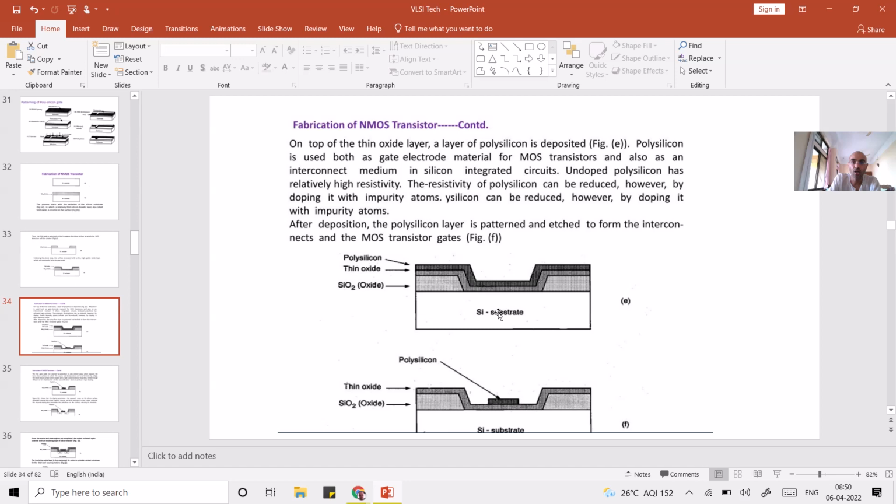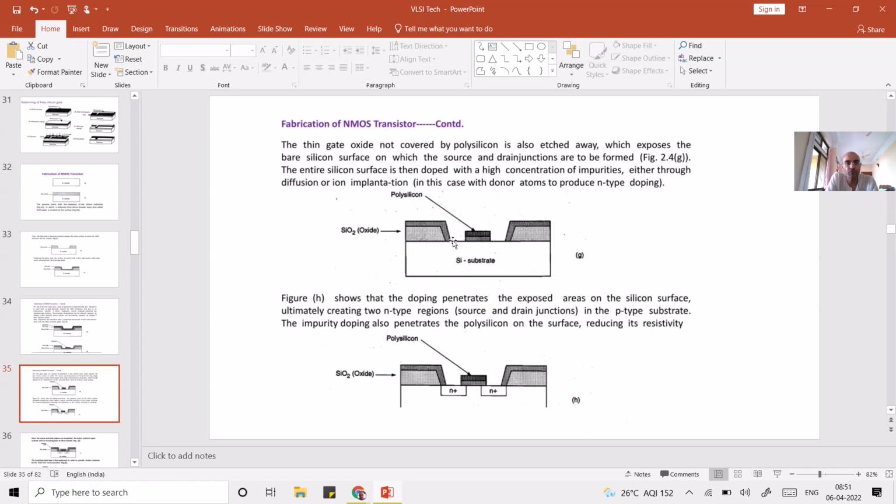So after this polysilicon, what do we do? We remove this oxide layer, the thin oxide layer. Once this thin oxide layer is removed, you open a window here in this region, in the silicon substrate. This region is now where you have to make the source and the drain regions. So the source and the drain regions are made in this.